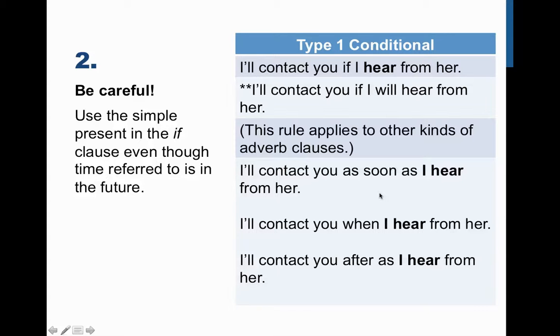And this rule applies to other kinds of adverb clauses. I'll contact you as soon as I hear from her. I'll contact you when I hear from her. I'll contact you after I hear from her. In all of these sentences, the hearing is really in the future, but because it is the verb in an adverb clause, I use the simple present tense.